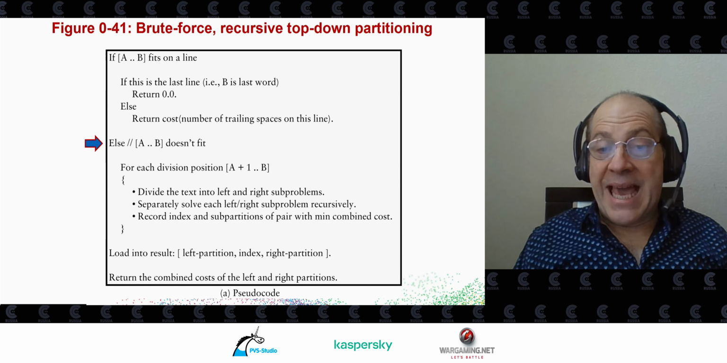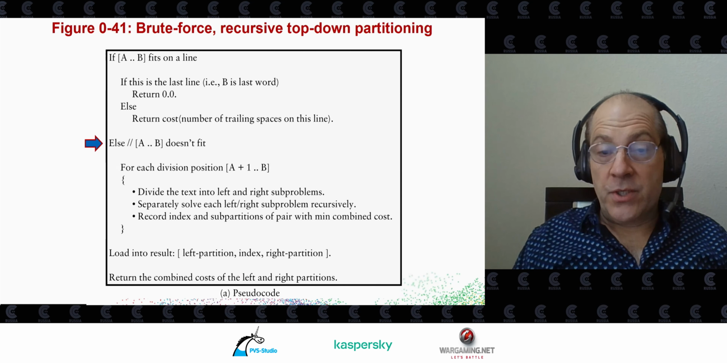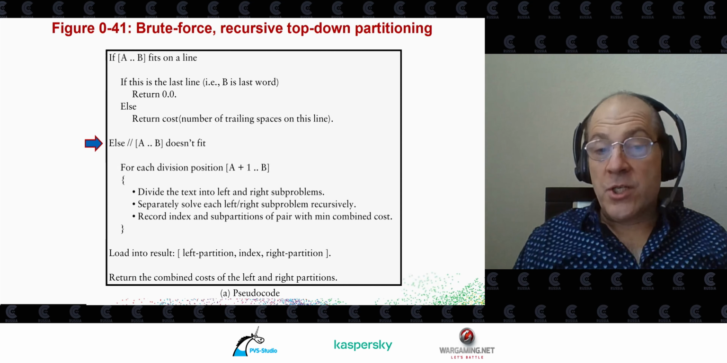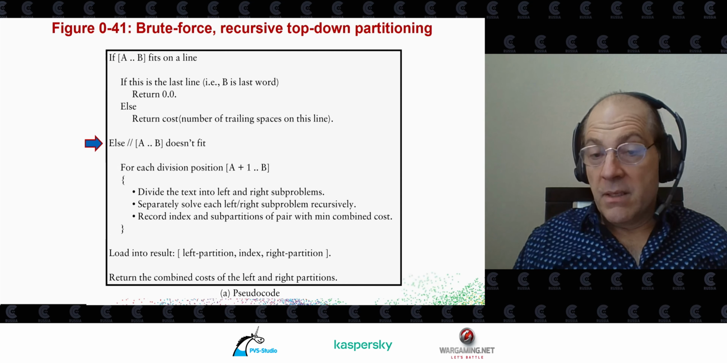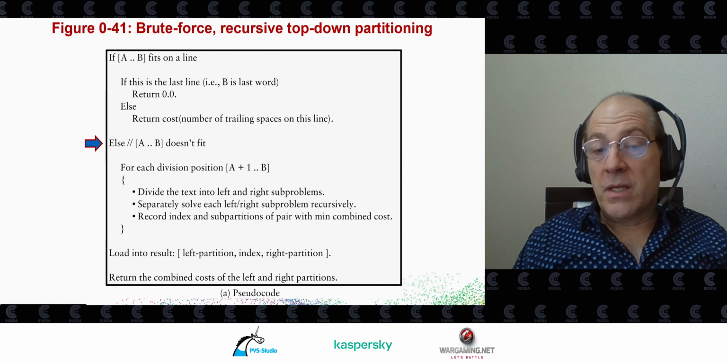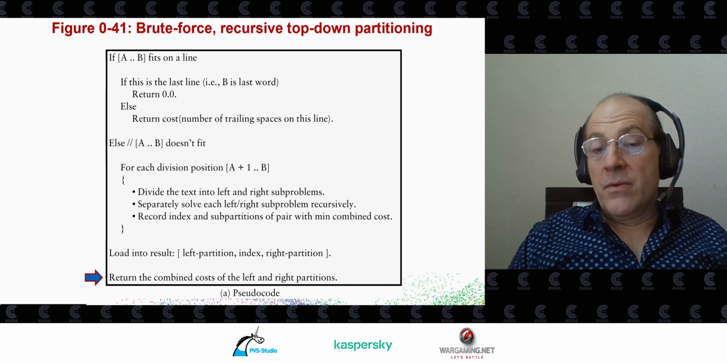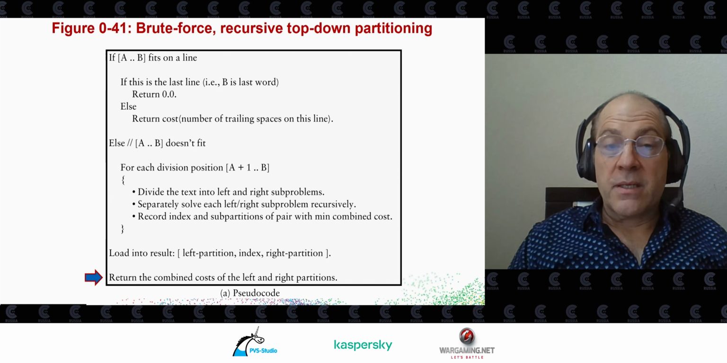And given that I have n words, there are n minus 1 ways to partition that problem. You can just sort of see it. And so what I'll do is I'll create each of the n minus 1 partitions, call this function recursively, get the best sum with the lowest cost, and then recombine them and return it. So then I'll load the result and return the combined cost.